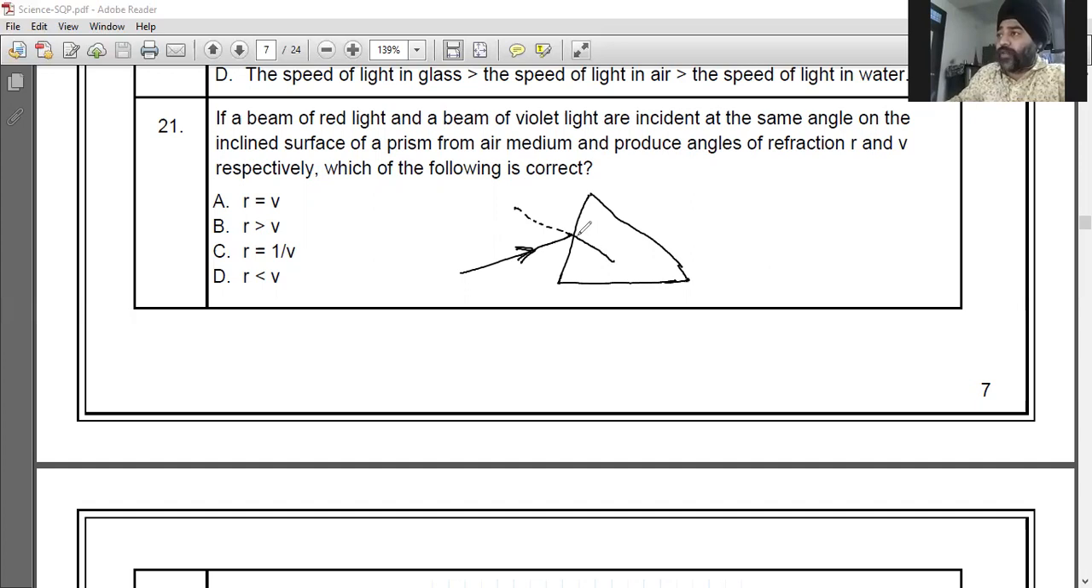So the deviation of violet will be like this, and the deviation of red will be like this. Okay, because you are going to get red light here and violet here. So if you compare the angles of deviation, you can see the angle of deviation of red is this and violet is this. So here the angle of red light is less and the angle of violet light is more. So option D is correct. R is less than V. Okay. Now, next question. The next question is question number 22.